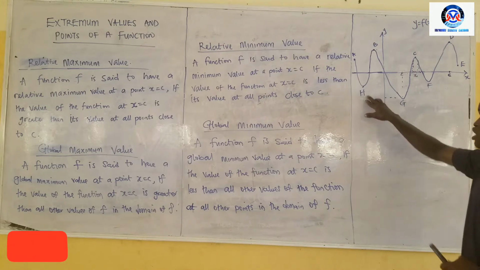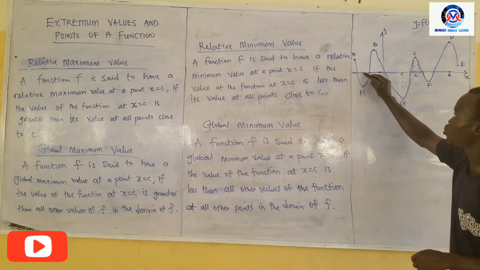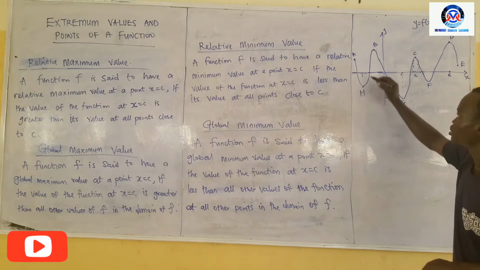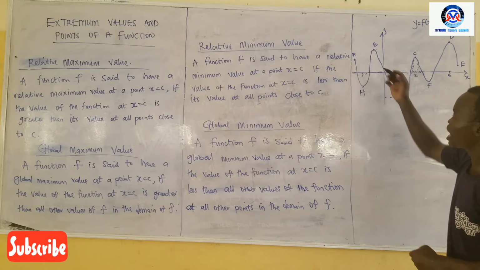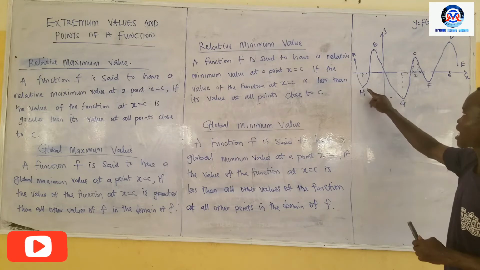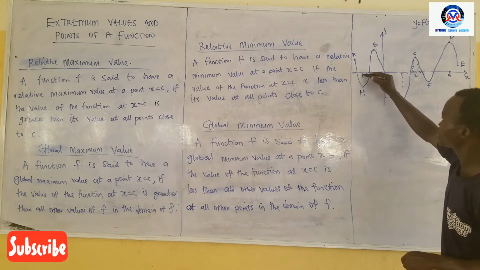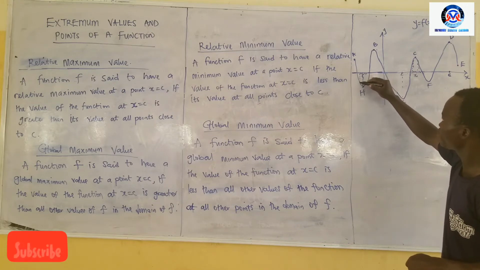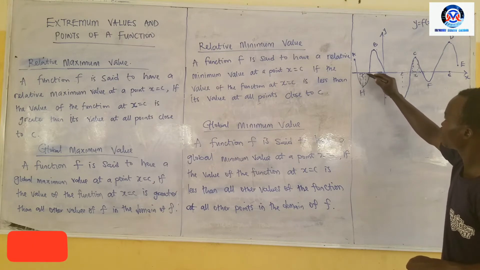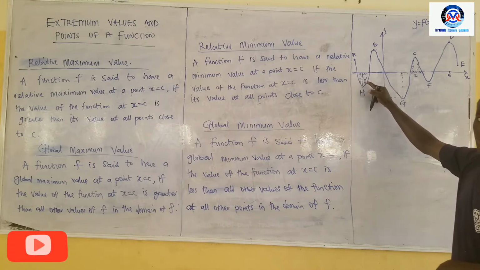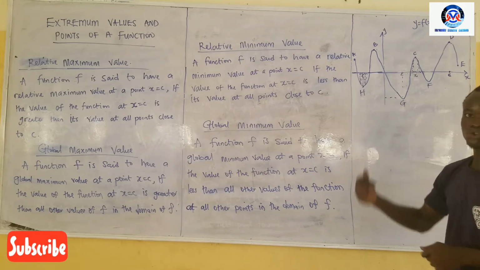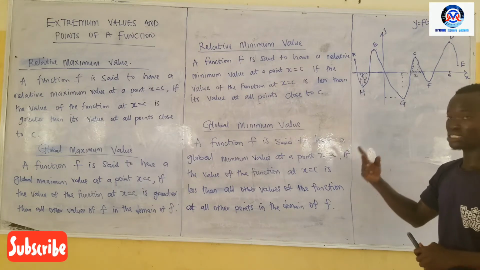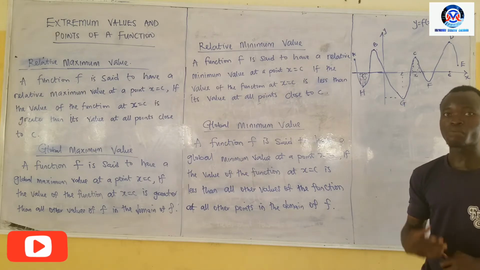For H, we only consider the points closer to the point of evaluation. If we call this point the point C here, for points closer to the point C, we never have a value as low as the value of the function at the point x equals c. It is only at the point C that we have the lesser value. That is why H is also a minimum value, but H is a type of minimum value called the relative minimum value.